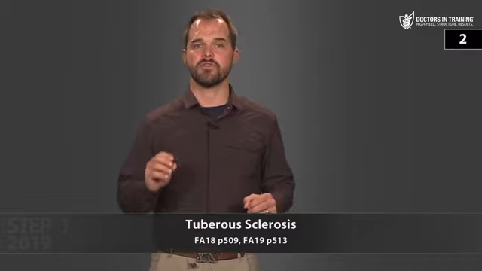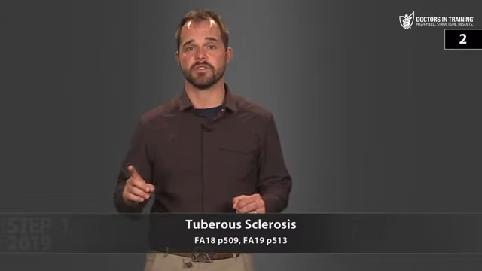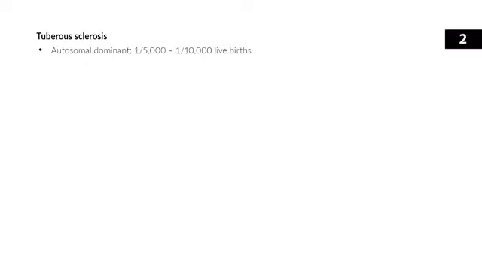Let's talk about some other disorders that can be associated with seizures. Specifically, let's talk about tuberous sclerosis. So tuberous sclerosis is an autosomal dominant disorder. There is incomplete penetrance and variable expressivity. So one person's tuberous sclerosis may look very different from another person's tuberous sclerosis.